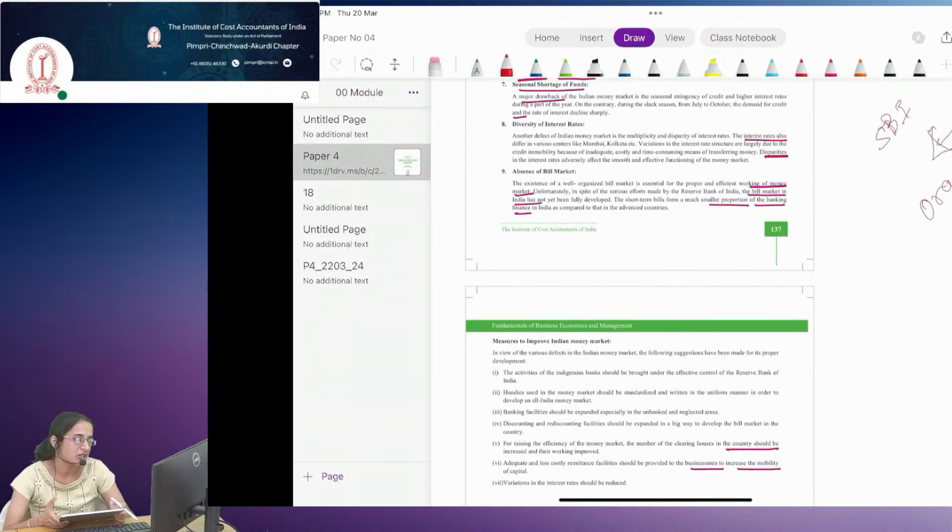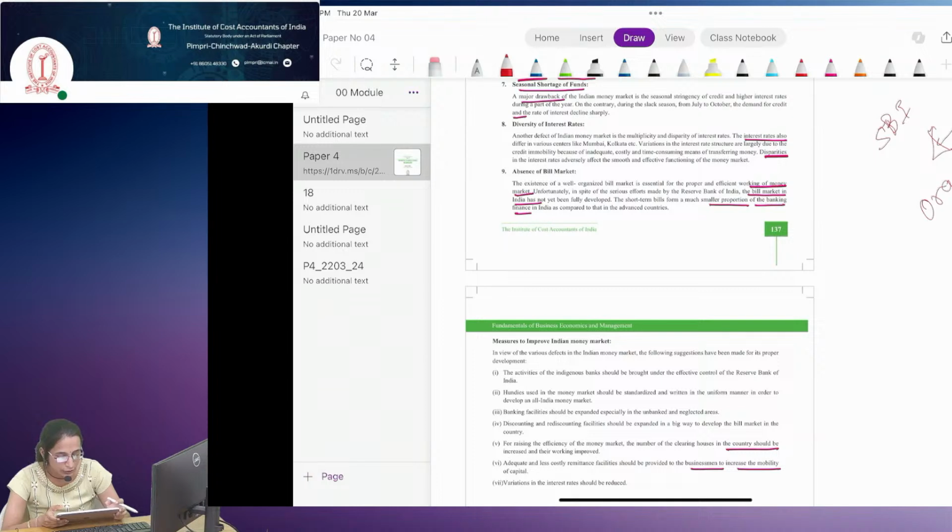This bills of exchange market is not that much grown in the money market. The existence of a well-organized bill market is essential for proper and efficient working of the money market. But this bill market is not that much grown in India. That's why the money market in India is not growing.